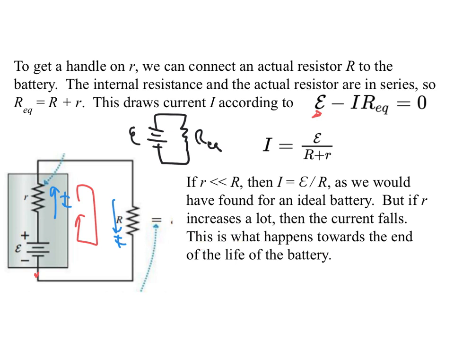This is actually what happens towards the end of the life of a battery, where as the chemical reactions progress, if they're irreversible, they sort of build up gunk, and it becomes harder and harder to push current through, and so the internal resistance will shoot up, and that will drop the current.